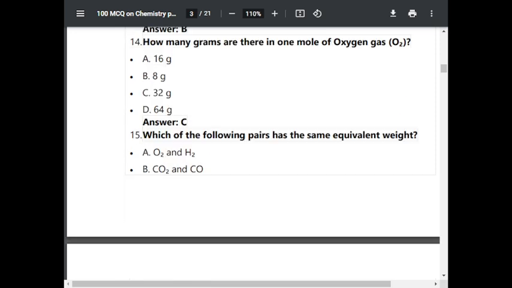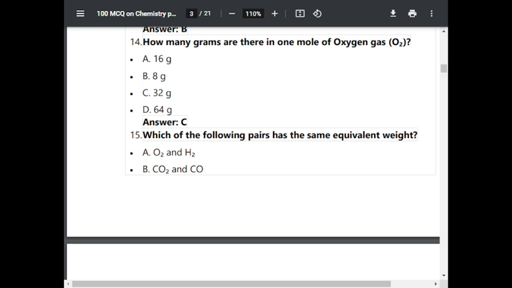Question number 14. How many grams are there in 1 mole of oxygen gas O2? Option A 16 gram, option B 8 gram, option C 32 gram, option D 64 gram. The correct answer is C 32 gram.